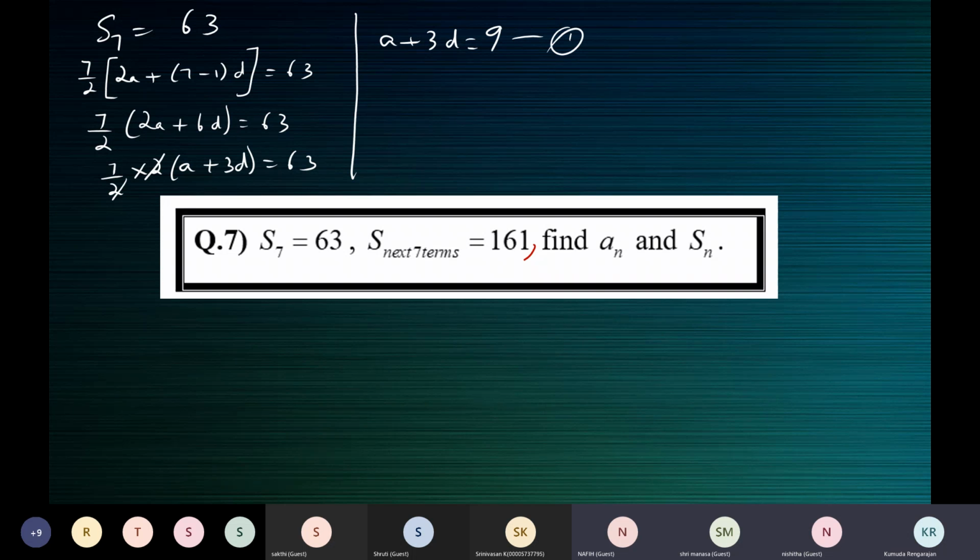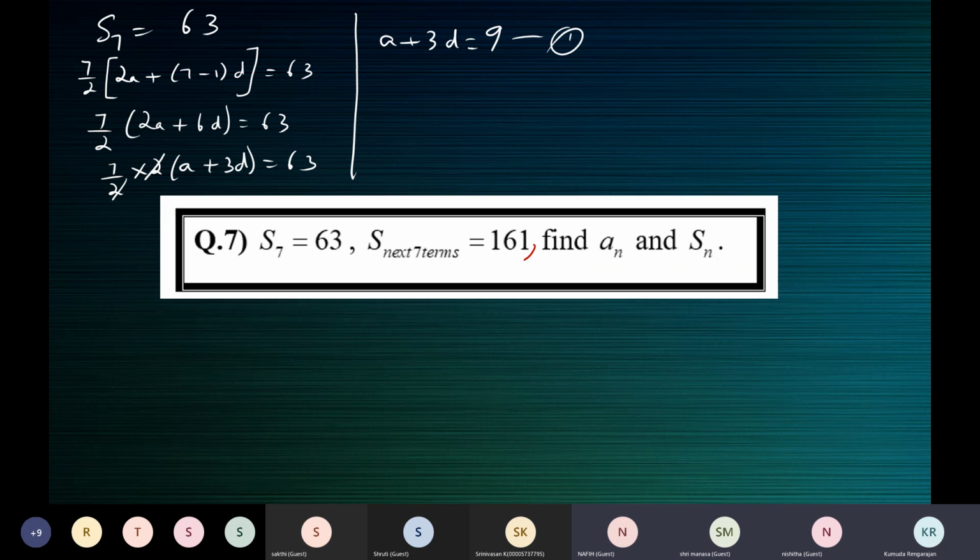Am I audible and clear, children? Yes, ma'am. All right. So from S7 is equal to 63, from this information, we are able to generate one equation in a and d. So now with the other information, we are looking for another equation in a and d so that we can solve and find the values of a and d.